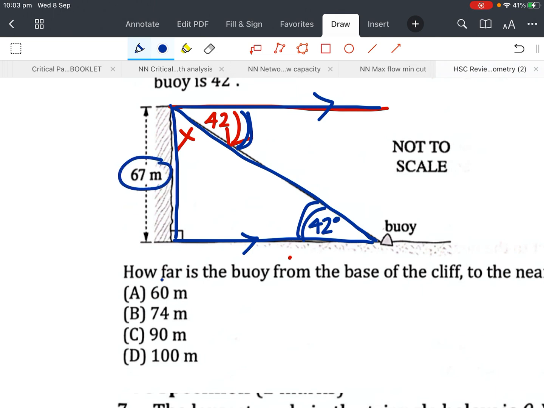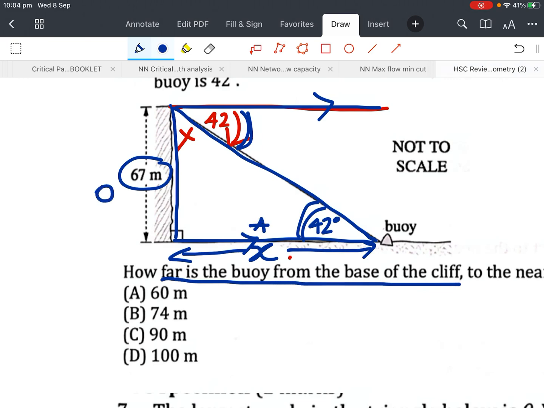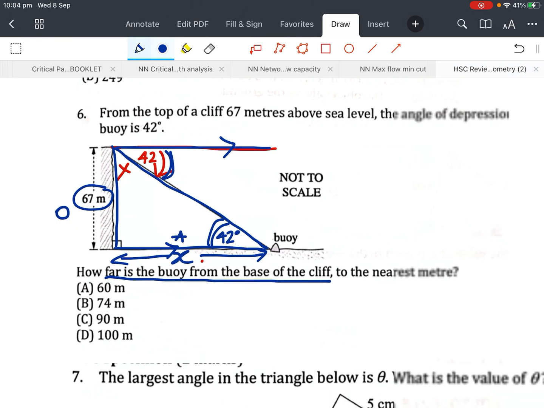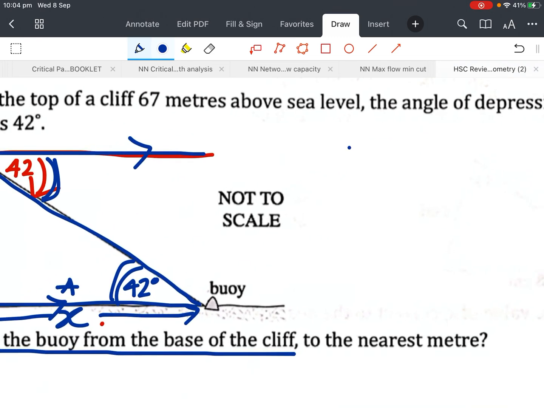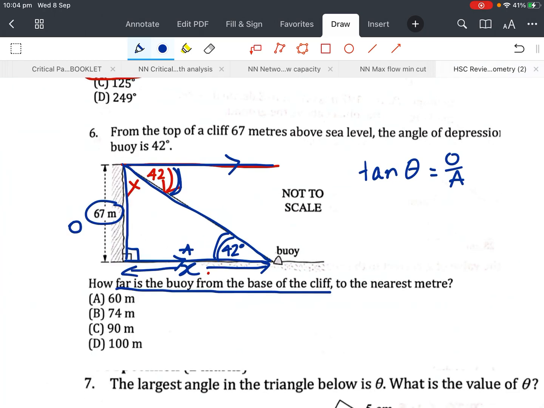The question says, how far is the boy from the base of the cliff? So we now have to work out this length here. So what have we got? From the 42, the blue one, we've got an O, and the X is now adjacent to the 42. So I've got another right angle triangle. Use SOHCAHTOA. You can use the others, but I'm telling you now, SOHCAHTOA is so much easier. And O over A is tan.